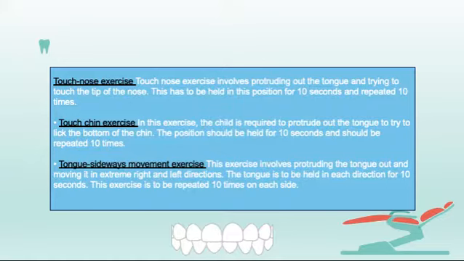Tongue sideways movement exercise. This exercise involves protruding the tongue out and moving it in extreme right and left directions. The tongue is to be held in each direction for 10 seconds. This exercise is to be repeated 10 times on each side.